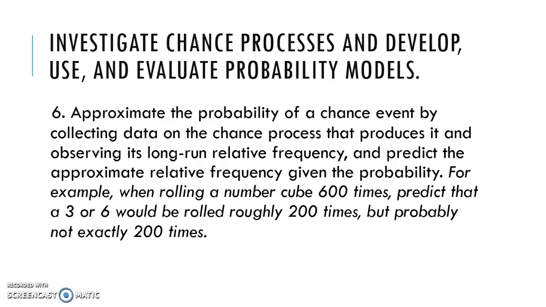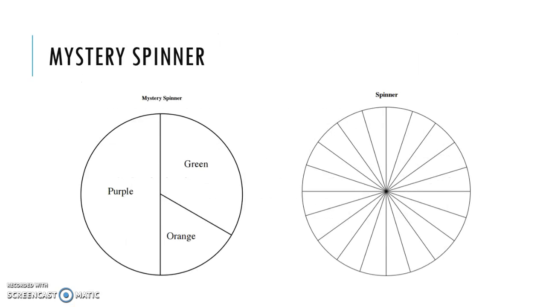So that brings us to our next standard: approximate the probability of a chance event by collecting data on the chance process that it produces and observing its long-run relative frequency, and predict the approximate relative frequency given the probability. There's an example there, and one that I really like to use is a mystery spinner. I've got this spinner here with purple, green, and orange, and the students cannot see what the fractions are. So I'm spinning it, and then I'm telling the students, okay, I did a spin on my spinner and I got purple.